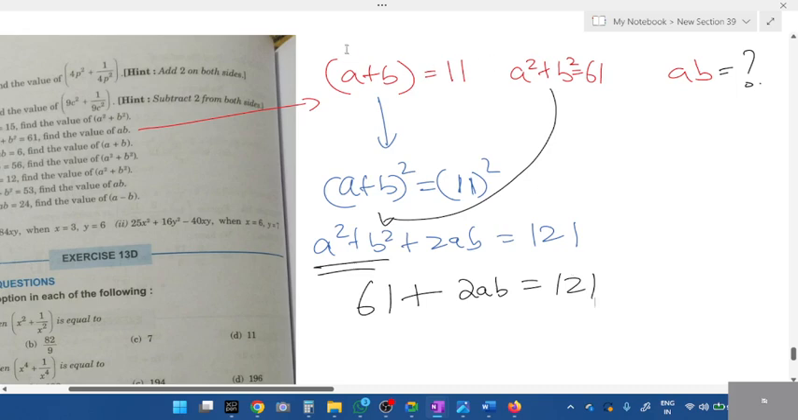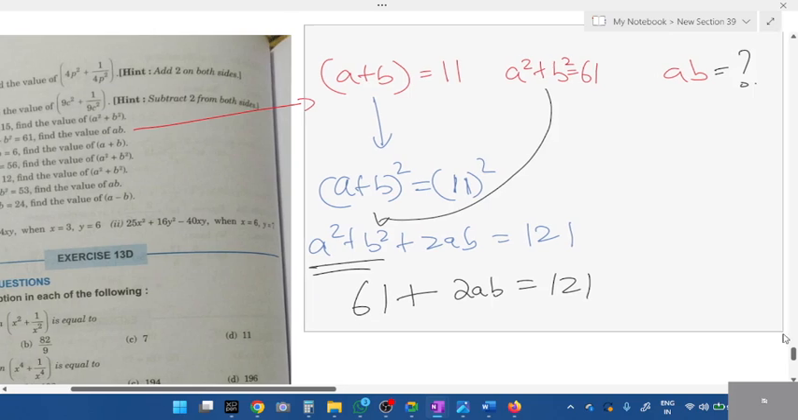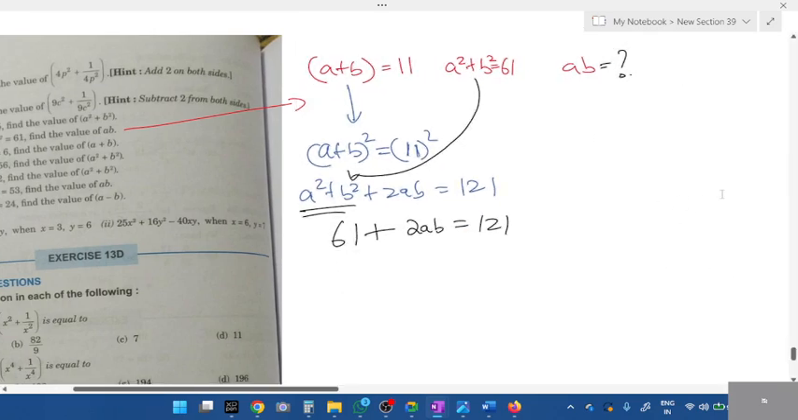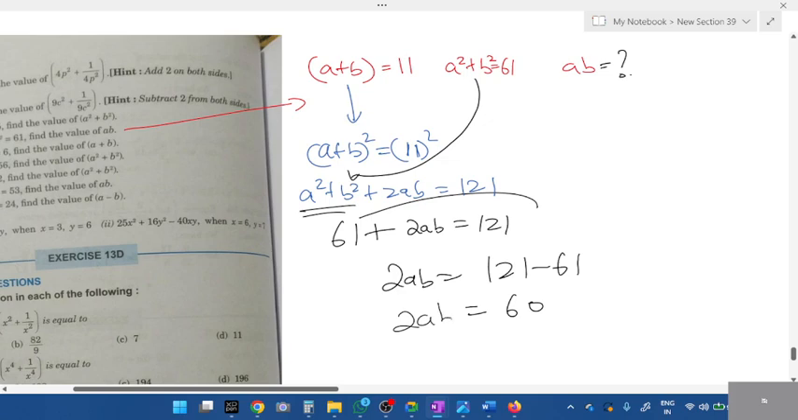See, this question is similar, but we need to find AB. Last time we needed to find a square plus b square. Now the AB value. Keep 2AB as it is. Shift 61 to the other side. 121 minus 61 is 60. I have to find AB. What happens to the 2 along with AB? It gets divided. What's the answer? 30. AB is equals to 30.